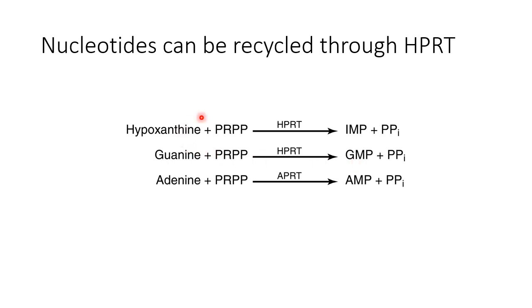So what is the key point here? You have a base without sugar, and then you have activated sugar in the presence of the enzyme HPRT. They will combine and reform your nucleotide. For adenine, you have a specific enzyme, adenine phosphoribosyl transferase, to form AMP. So what does this tell us? If we have free bases in the cell, we can reform the nucleotides, and that is a salvage pathway.